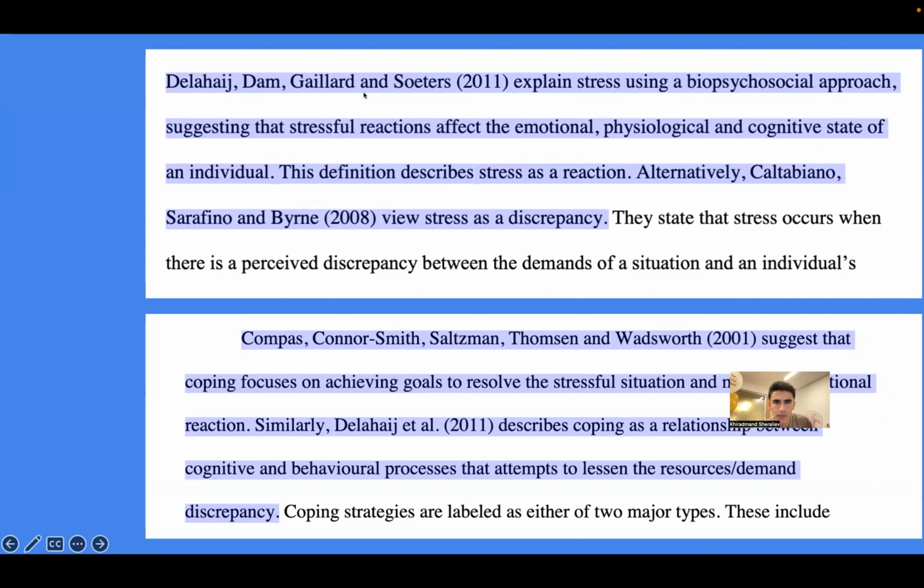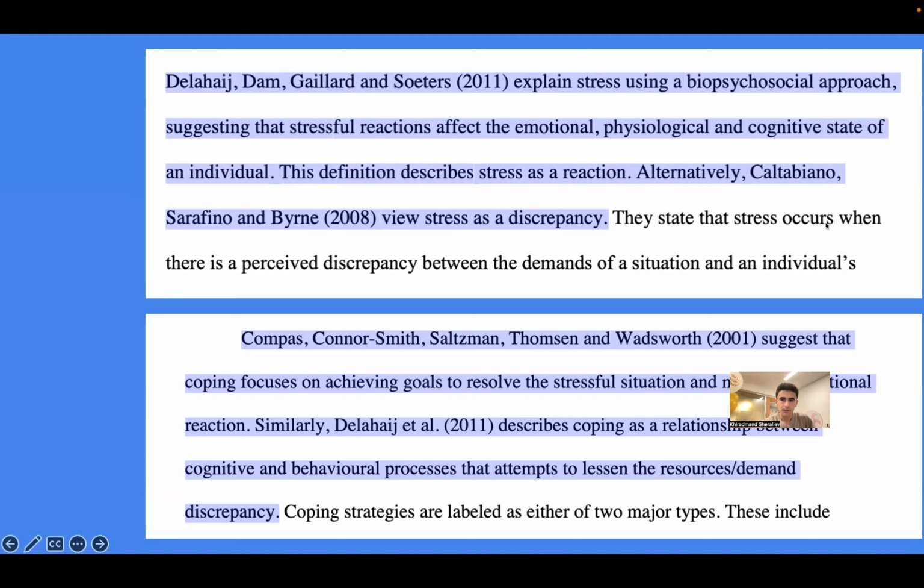Okay, so this group of scholars explain stress using a biopsychological approach, suggesting that stressful reactions affect the emotional, psychological, and cognitive state of an individual. This definition describes stress as a reaction. Alternatively, another group of scholars, right, view stress as a discrepancy.